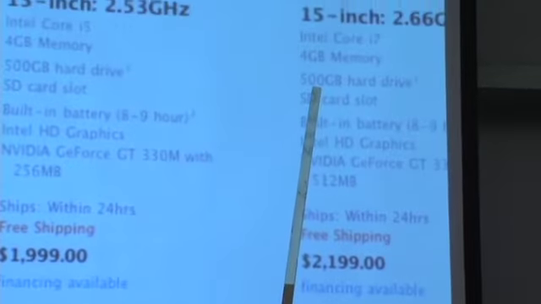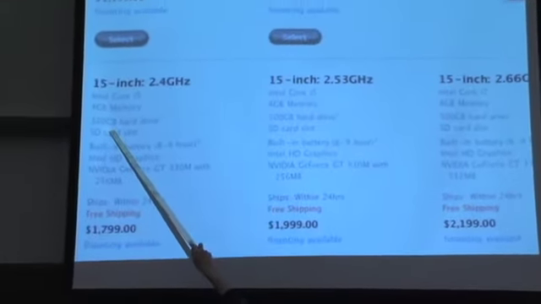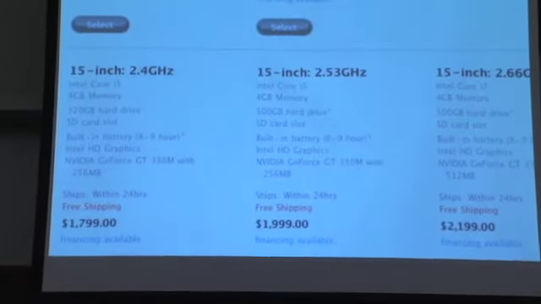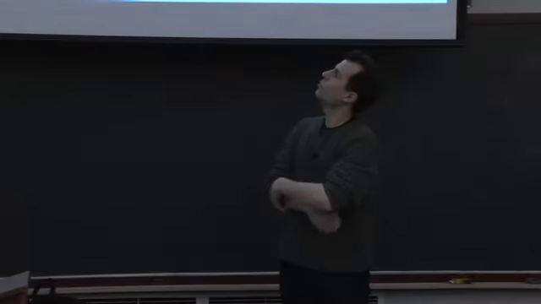Most of this is the same, 8 to 9 hours, SD. Oh, here's another difference. I see 500 here for gigabytes of hard drive, 320 here, but then 4 gigabytes across the board. So real world concerns: what should govern whether you choose 500 versus 320 gigabytes?